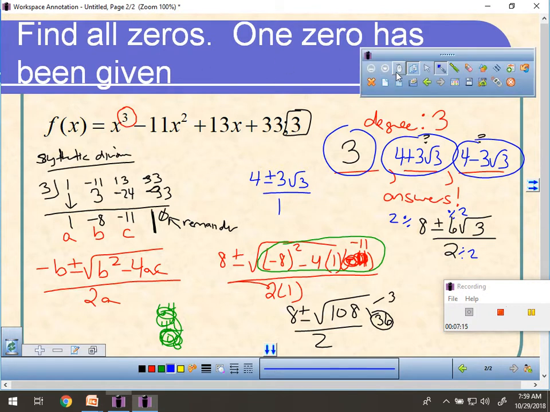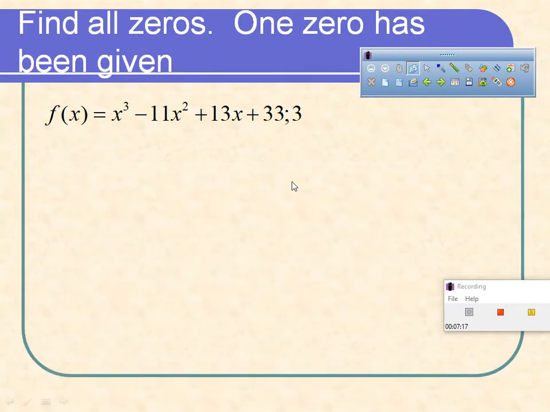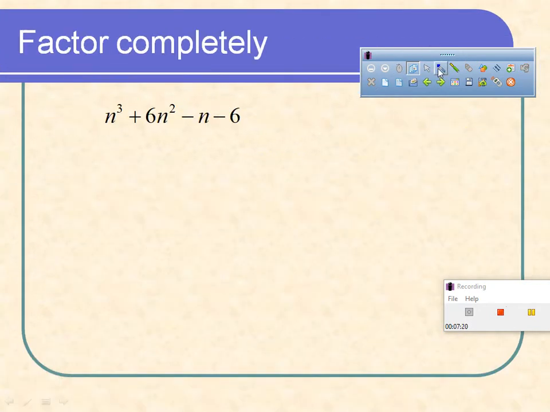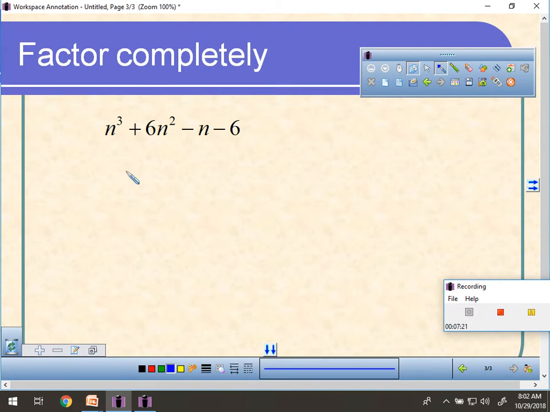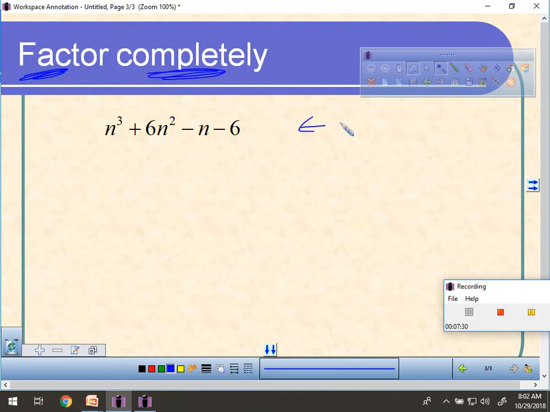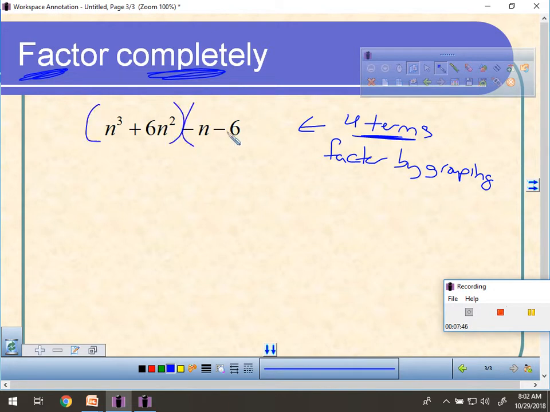All right, another type of problem that we're going to review right quick is whenever we factor completely. For this one, I've got n cubed plus 6n squared minus n minus 6, and I want you to factor this completely. What I notice here is that I've got 4 terms. I've got 1, 2, 3, 4. And because I have 4 terms, I can do something called factor by grouping. And grouping is when you take your 4 terms and you group them into 2 distinct groups. So I'm going to have my 2 groups right there.